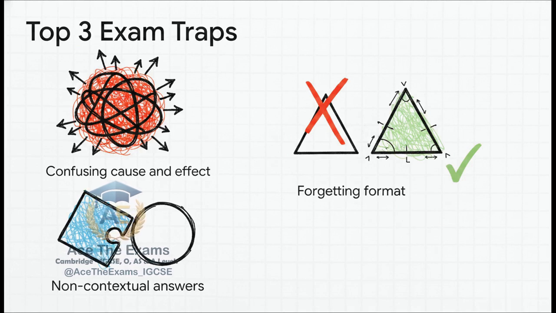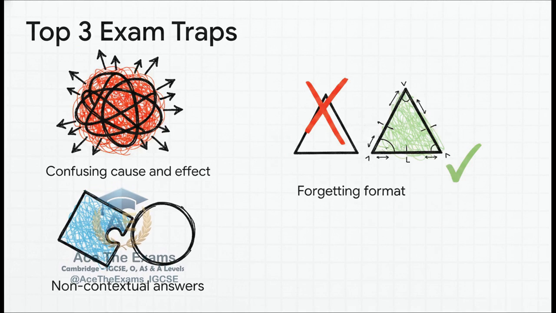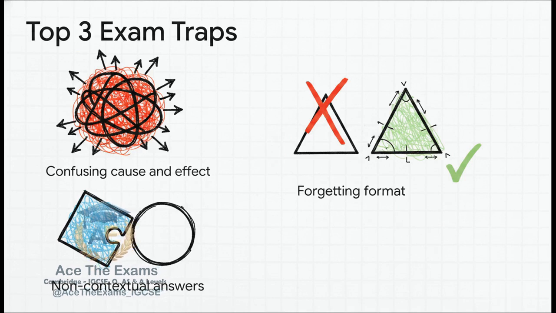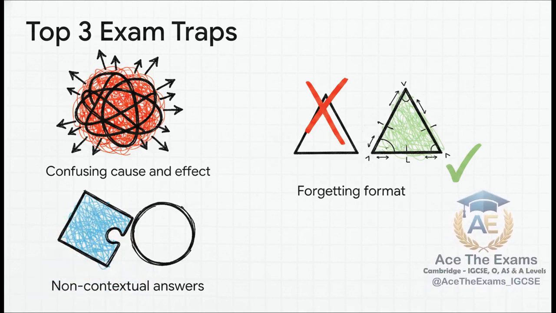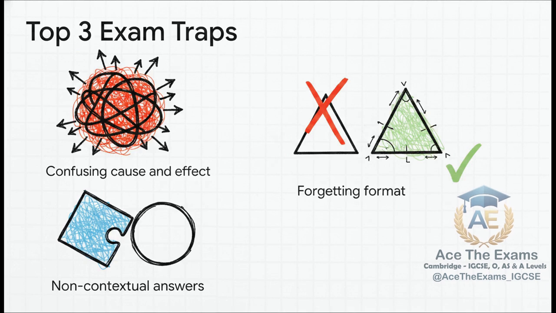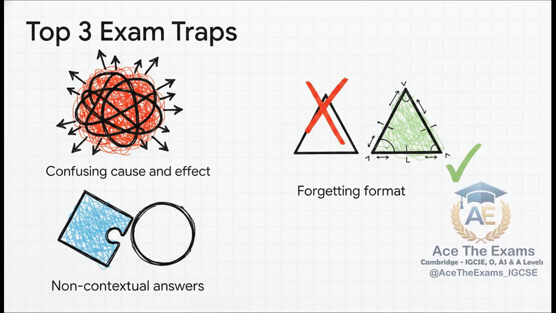Number 1, confusing cause and effect. Number 2, forgetting to check format and presentation conventions. And number 3, providing answers that are not specific to the context given. Let's do a 60-second visual drill. Imagine an exam answer where a student correctly uses the tangent of 60 degrees as root 3, but they write their final answer in decimals when the question explicitly asked for exact form.